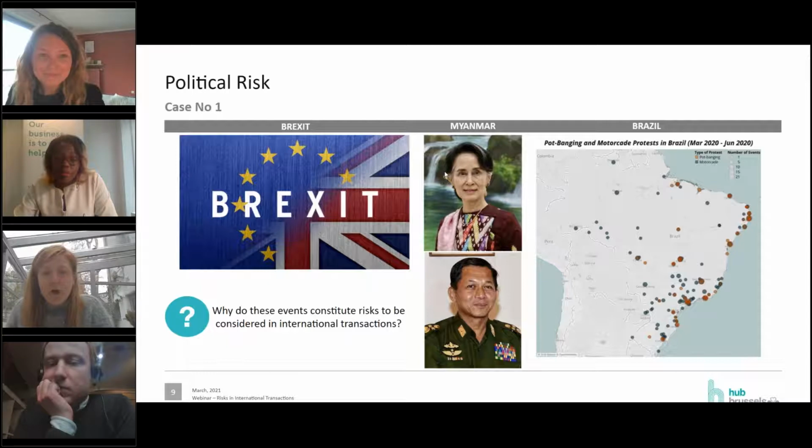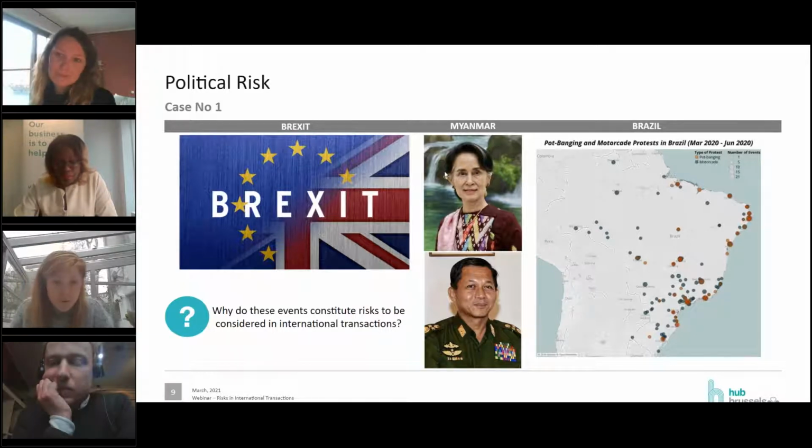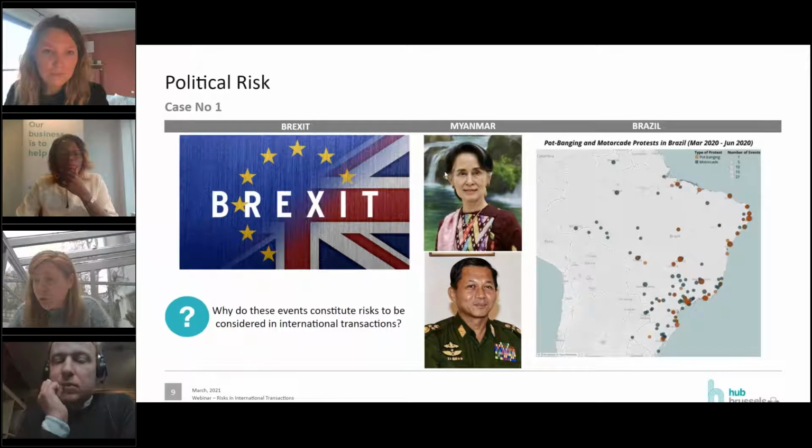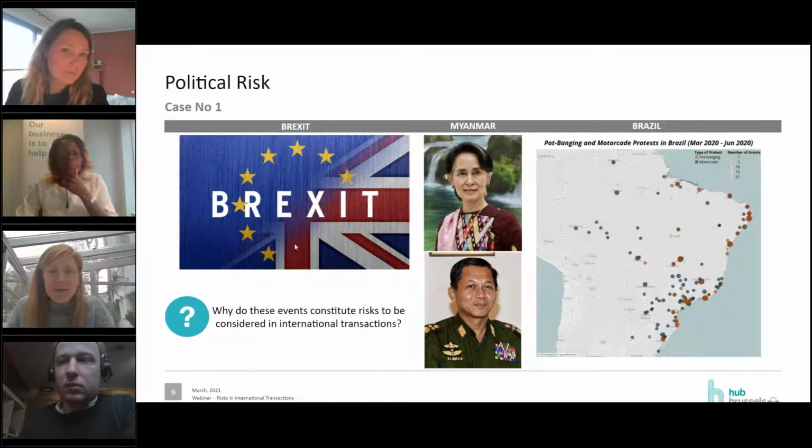Then we have a second example, Myanmar, where in February this year a military coup happened in the country, with lots of protests, and also private banks closing, which has a direct impact on cash flows. We also have the example of Brazil and recent protests against the president's way of dealing with the COVID-19 crisis. We also have these kinds of examples happening all over the world in relation to COVID as well. So why are these political events having an impact on your export?